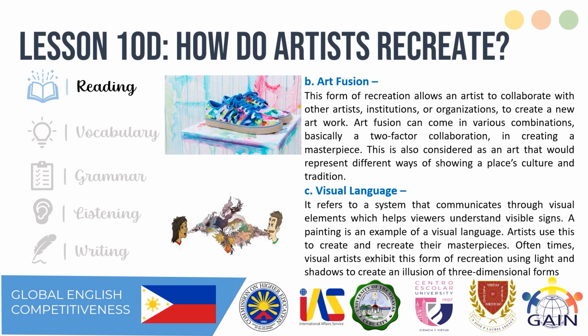Now, for visual language, it is a system that communicates through visual elements which helps viewers understand visible signs. A painting is an example of a visual language. Artists use this to create and recreate their masterpieces. Oftentimes, visual artists exhibit this form of recreation using light and shadows to create an illusion of three-dimensional forms. Which recreation style do you prefer using?